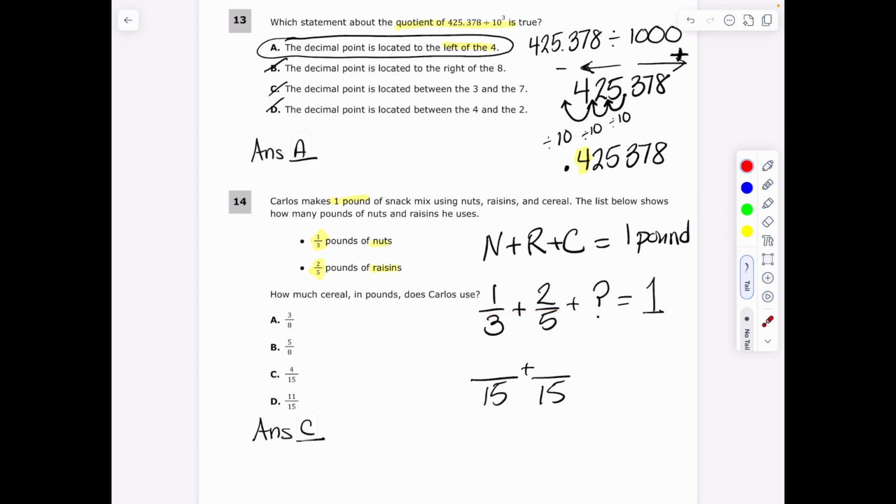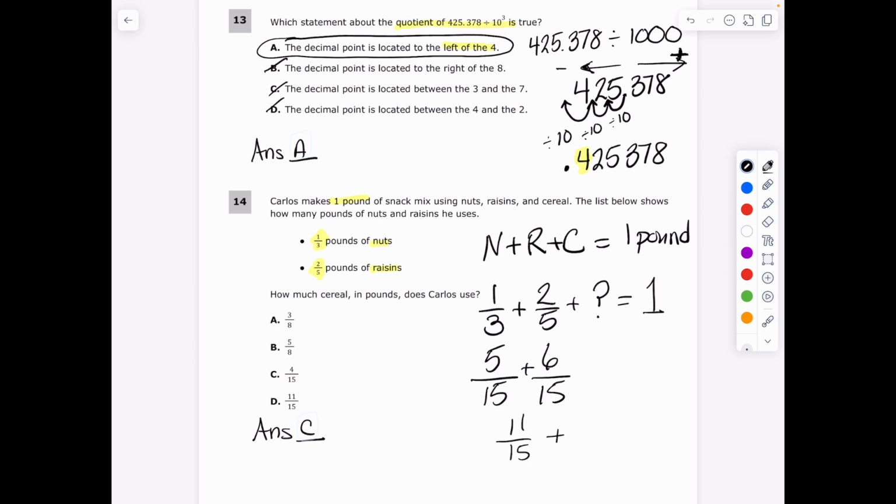All right, so first, to get this 3 into a 15, I know that 3 times 5 makes 15, so I'm going to do the same thing to my numerator. 5 times 1 is 5. And again, 3 times 5 makes 15, so 2 times 3 will give me 6. Now I can add these two fractions, and that gives me 11 out of 15.